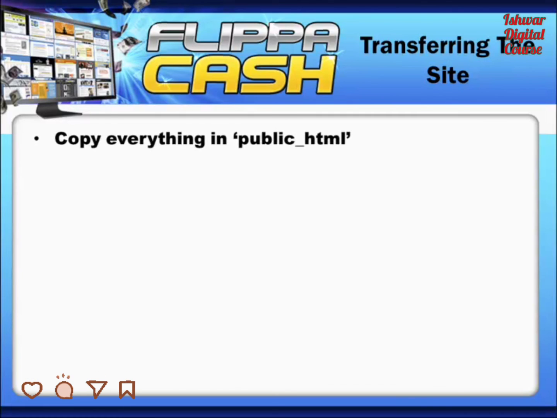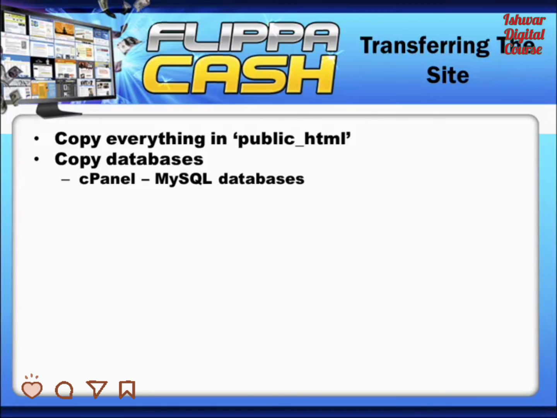You've got to copy everything that's in the public HTML folder, so you've got to download that. Then, if you've got a WordPress installation or something else that happens to be using a database, you've got to copy those databases. The way that is done is by logging into your cPanel and going to MySQL databases. You're also going to be dealing with phpMyAdmin.